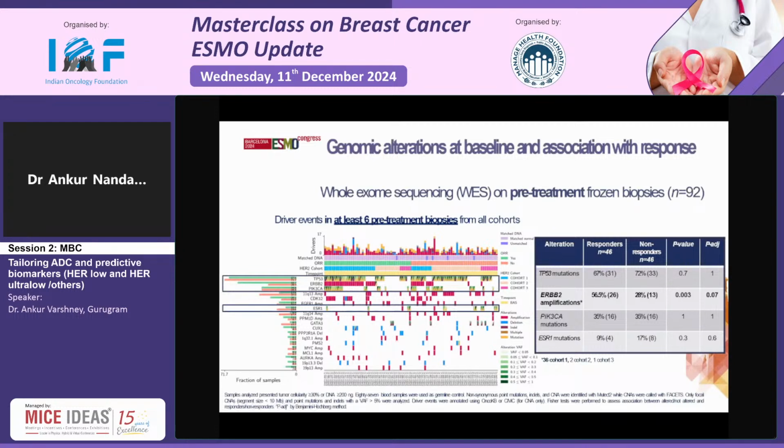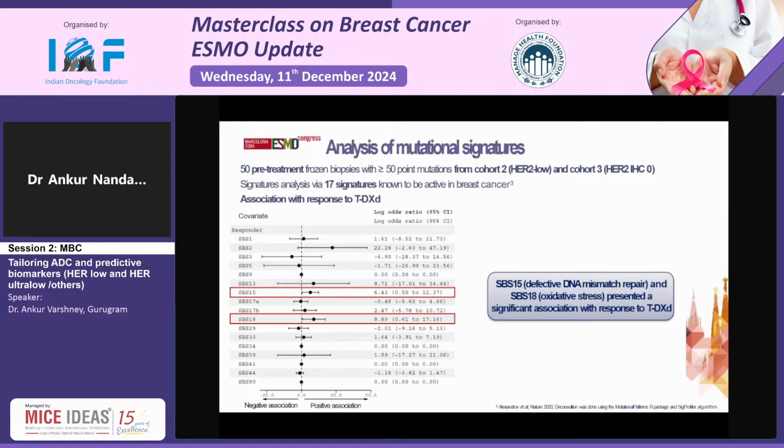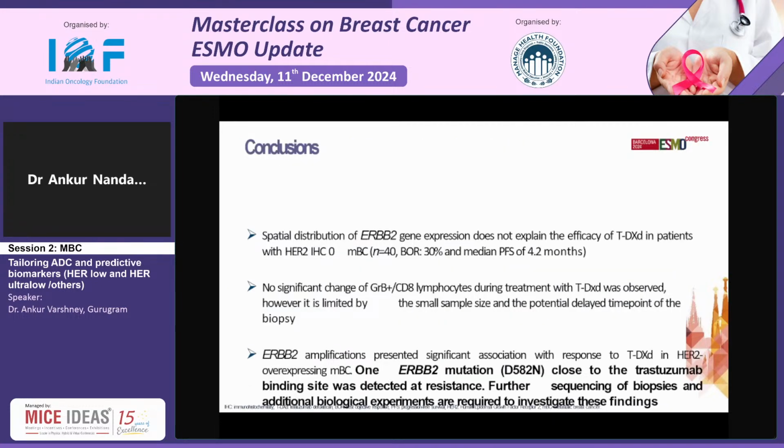The drug is effective on all these mutations. There was a mutational signature found where the response to trastuzumab deruxtecan was not significant: SBS15, which is defective DNA mismatch repair, and SBS18, which has a poor association with the response to trastuzumab deruxtecan. So the study concluded that the spatial distribution of the ERBB2 gene doesn't explain the efficacy of trastuzumab deruxtecan in patients with HER2-low or IHC 0.